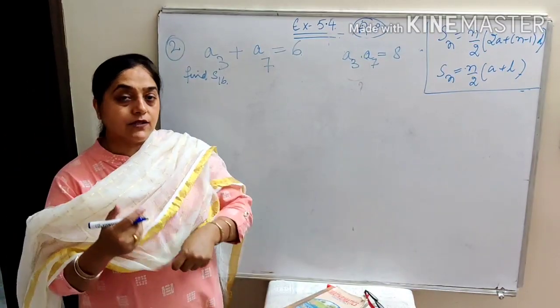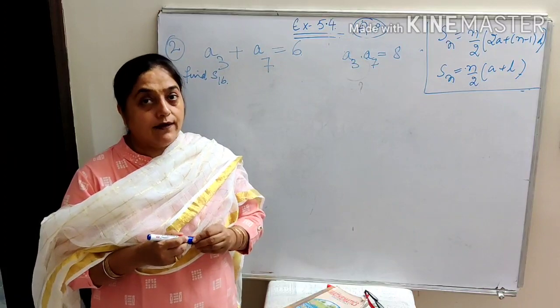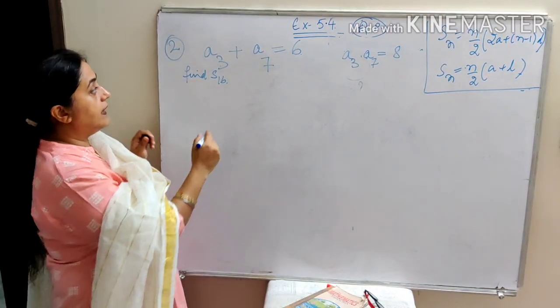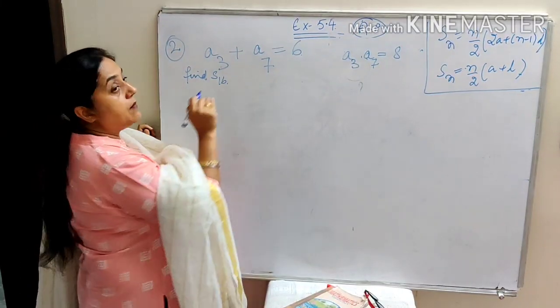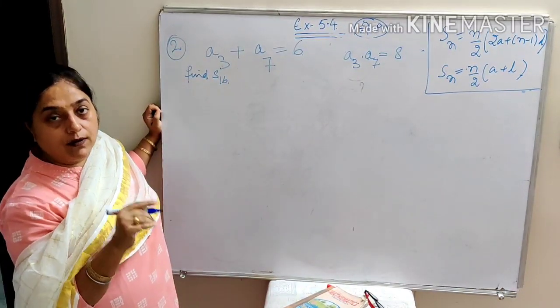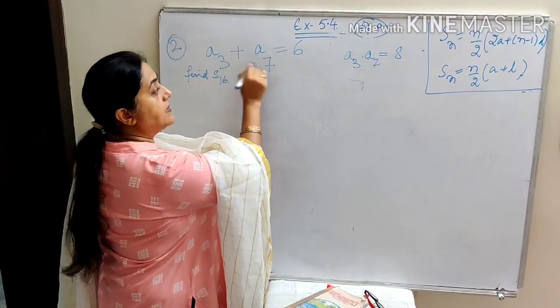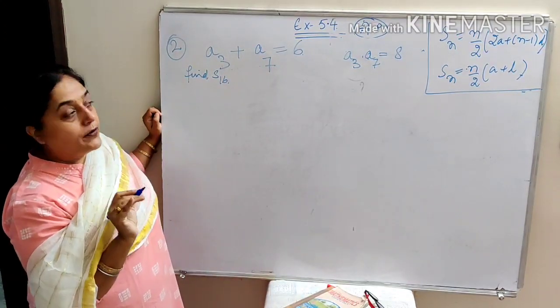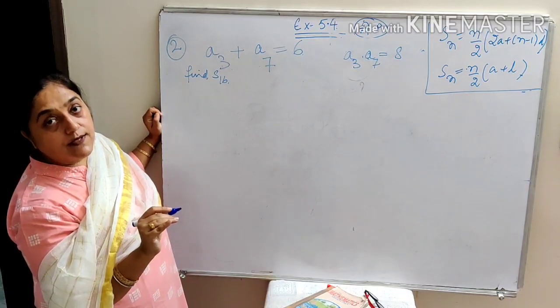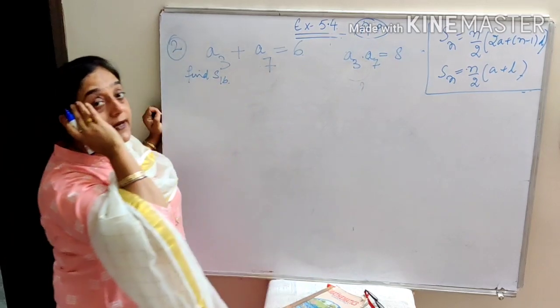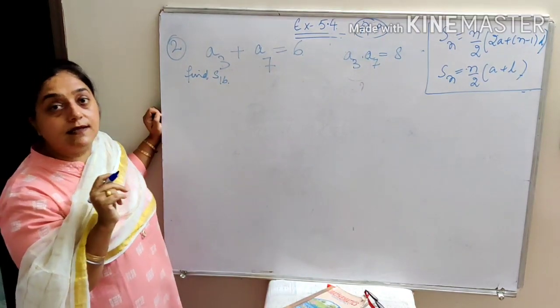Why am I taking these two questions? Because you will find in the sample papers many times these questions are being asked. So that is why I have taken them. The question is: the sum of the third and the seventh term is 6, so A3 plus A7 is 6, and the product of these two terms is 8, so A3 into A7 is 8. You have to find out S16.